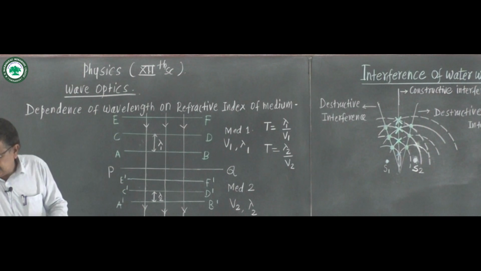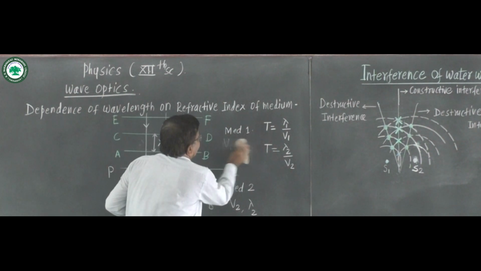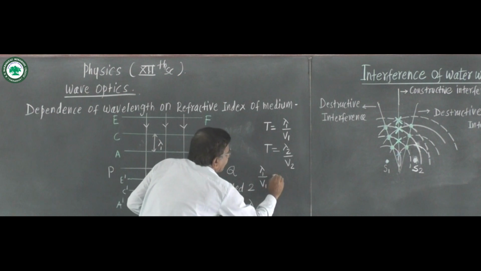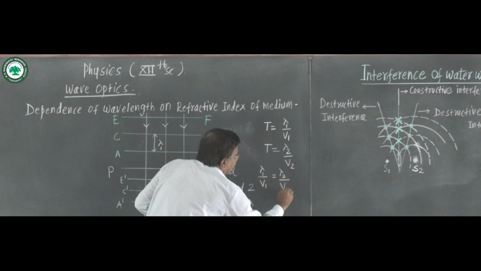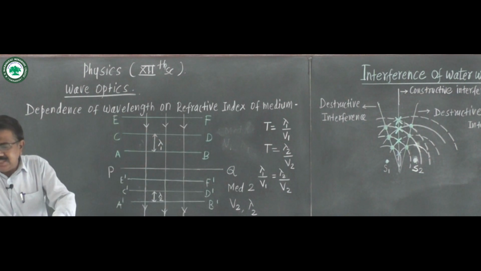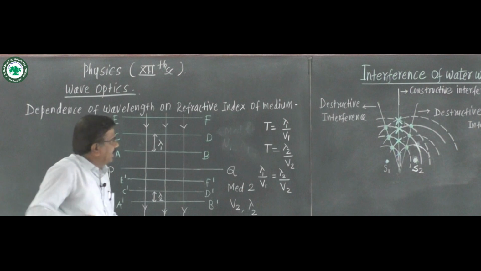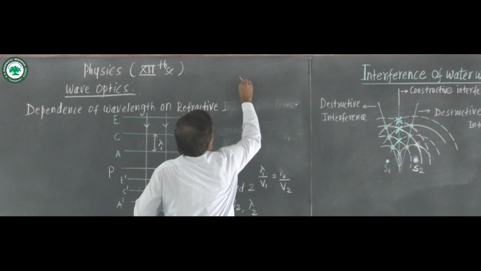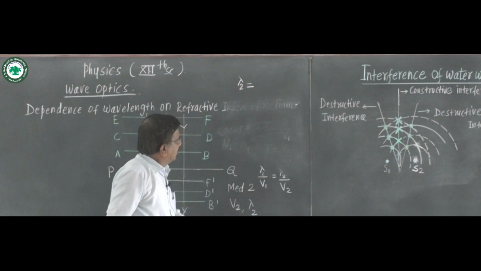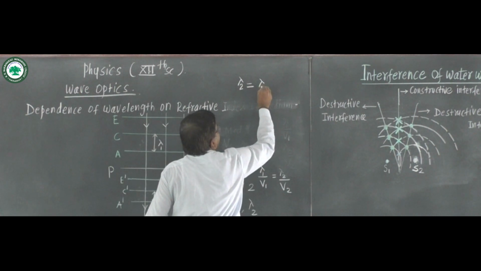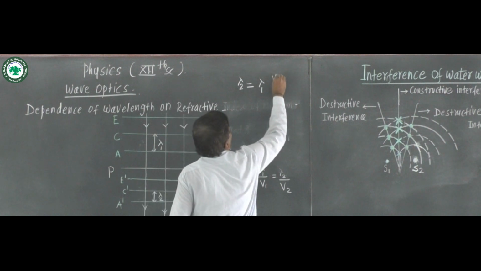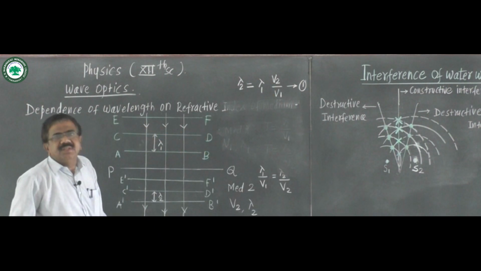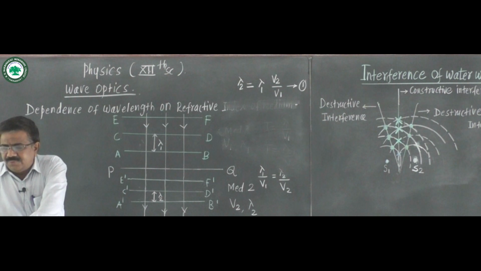From these two equations we write lambda 1 upon v1 is equal to lambda 2 upon v2, and therefore lambda 2 is equal to lambda 1 v2 upon v1. Wavelength in second medium is lambda 2 equal to lambda 1 v2 upon v1.